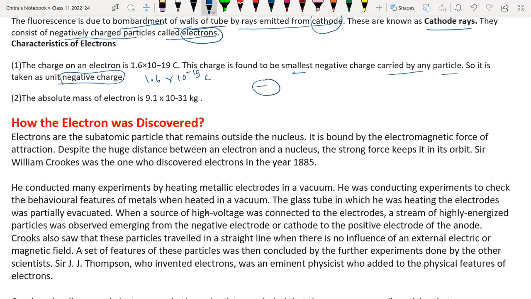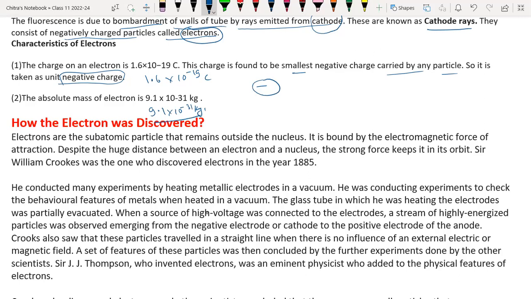The absolute mass of the electron, one more thing you have to remember, is 9.1 into 10 to the power minus 31 kg. Or if you want to calculate in grams, it will be 9.1 into 10 to the power minus 28 g. But in kilograms it is 10 to the power minus 31 kg.